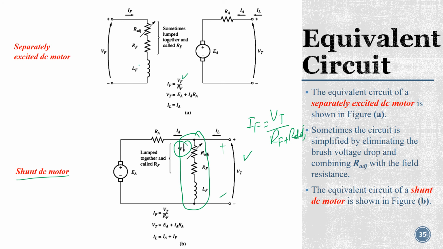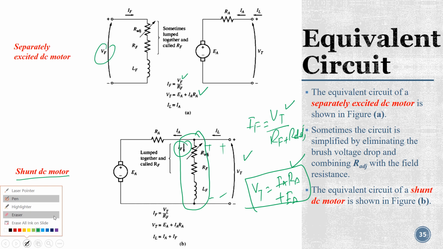Here we are using the Vt, whatever the voltage drop we are having here. And if you want to calculate Ea, here the voltage drop is Vt, right? So Vt will be just equal to Ia times Ra plus the Ea. This equation is the same as in the separately excited DC motor.